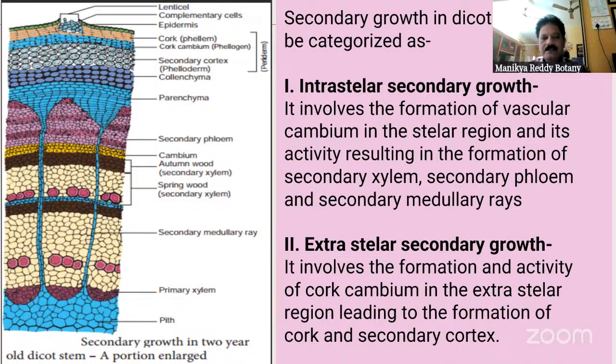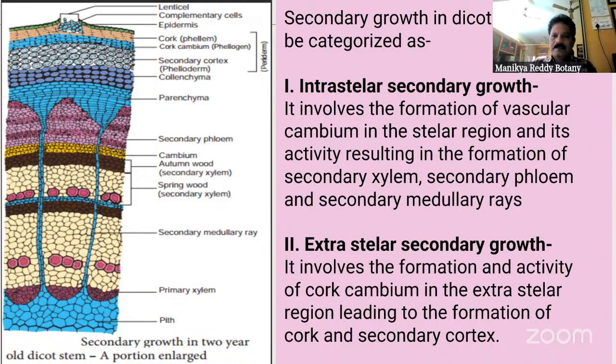The meristems which are formed at later stages from permanent tissues like parenchyma and collenchyma are called secondary meristem. The secondary meristem, like cork cambium, is formed in the cortex region, particularly in the outer cortex. Some of the outer cortical cells become meristematic and form cork cambium. That cork cambium initiates extrastellar secondary growth.